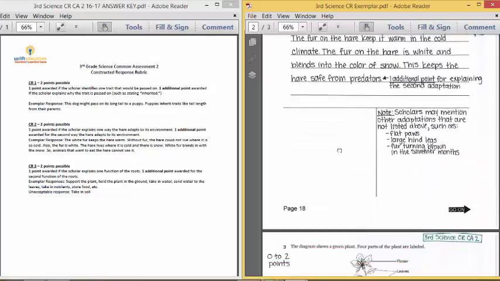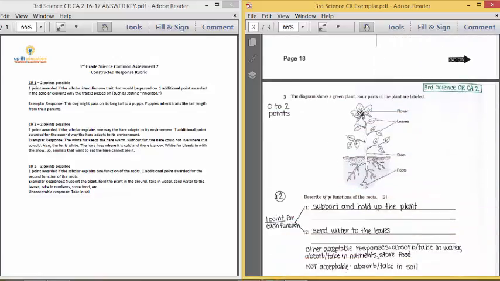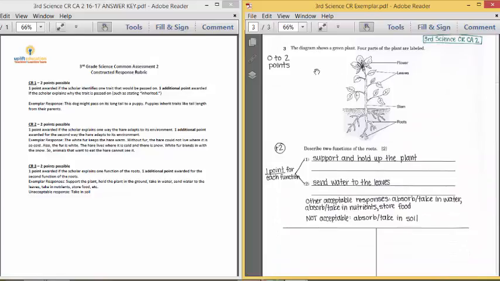Moving on to question number 3. Question 3 again is worth between 0 and 2 points. It shows a diagram of a plant and then asks scholars to identify 2 functions of the root. Very simply, scholars get 1 point for the first part and 1 point for the second part. They must just identify 2 different functions of the root. One could be that they support and hold up the plant. One is that they send water to the leaves. It could also be that they absorb nutrients, they store food, etc.